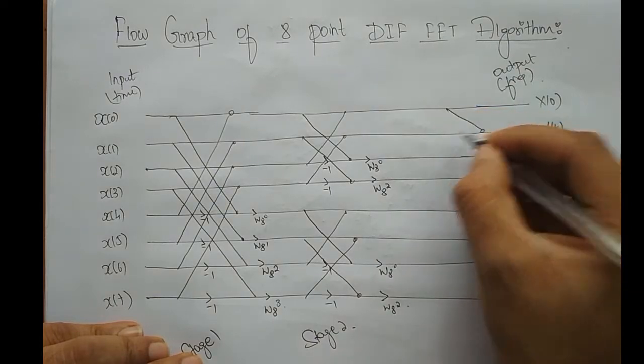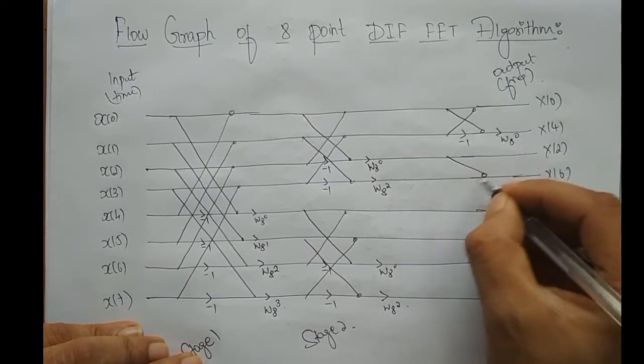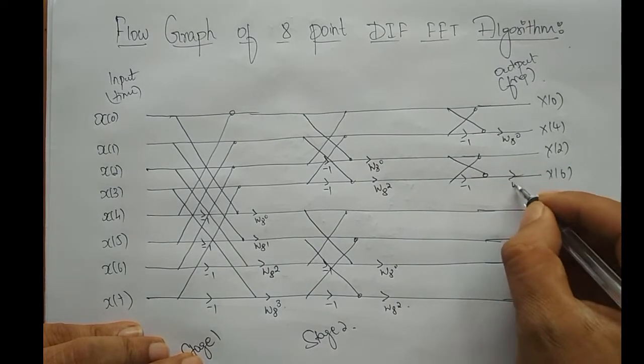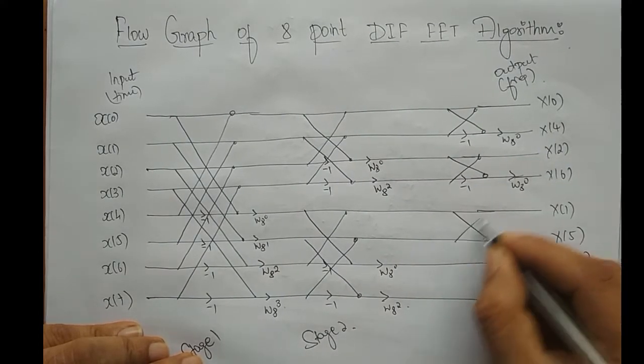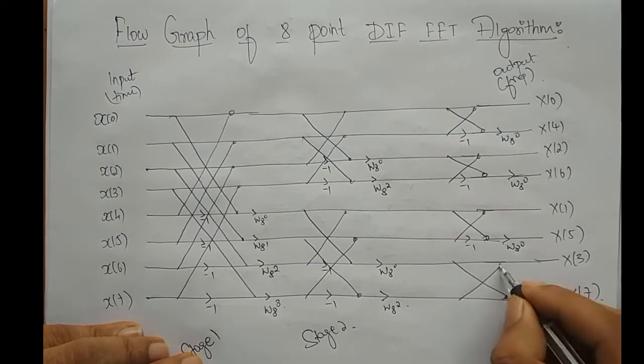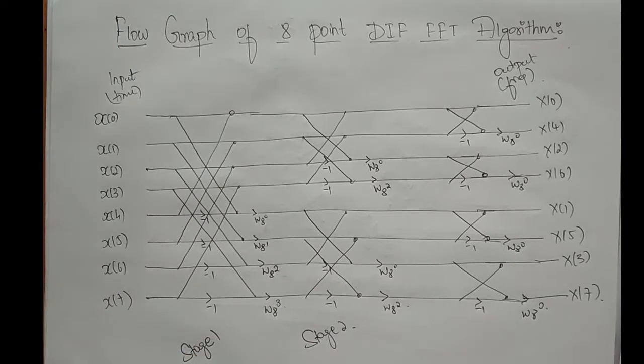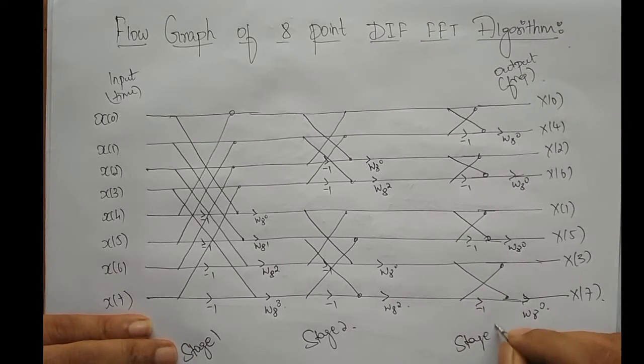And the third stage between first and second, -1, this is W8 power 0, this is W8 power 0, -1 W8 power 0 and -1 W8 power 0. So this is the flow graph of the DIF FFT algorithm. This is stage 3.